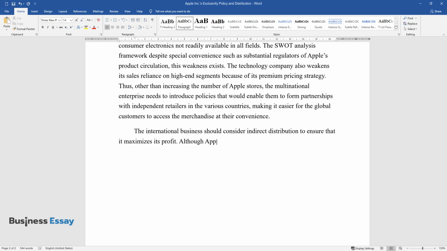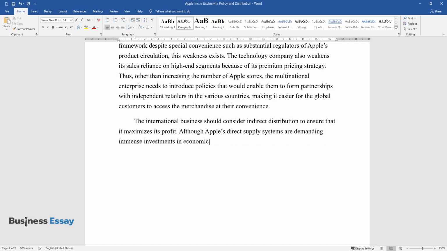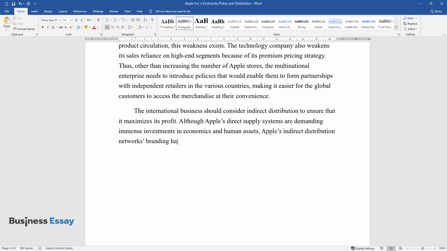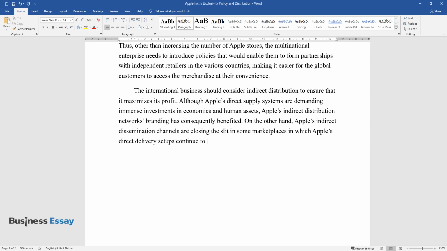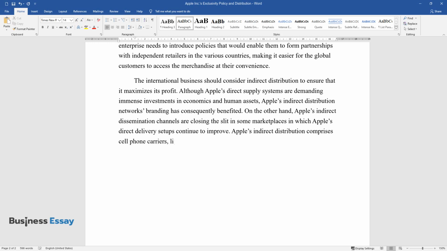Although Apple's direct supply systems demand immense investments in economics and human assets, Apple's indirect distribution network's branding has consequently benefited. On the other hand, Apple's indirect dissemination channels are closing the gap in some marketplaces in which Apple's direct delivery setups continue to improve. Apple's indirect distribution comprises cell phone carriers, licensed retailers, and resellers from third parties.